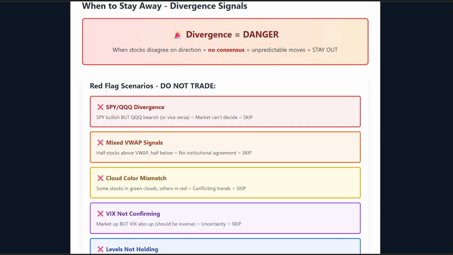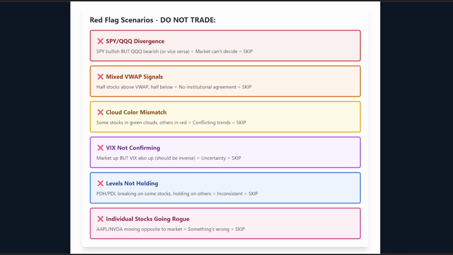Then you have mixed VWAP signals. Half of the stocks in your watch list are trading above VWAP, and then half of them are trading below. No agreement. And in my opinion, I would skip that trade. Another one is cloud color mismatch, right? Some stocks are trading over the green clouds, and other stocks are trading in a bearish trend under the clouds, right? Conflicting trends, I'd want to sit out. Or if I'm confident, then you get into a high risk trade.